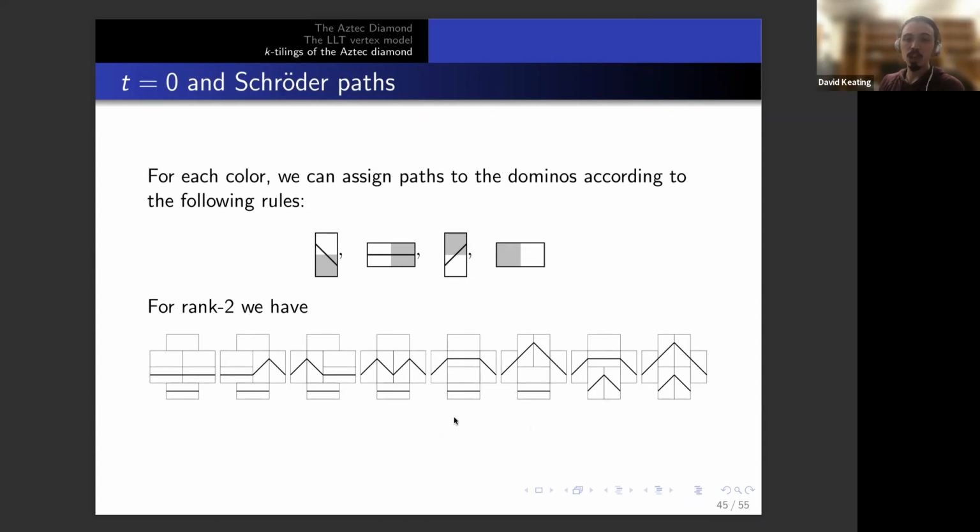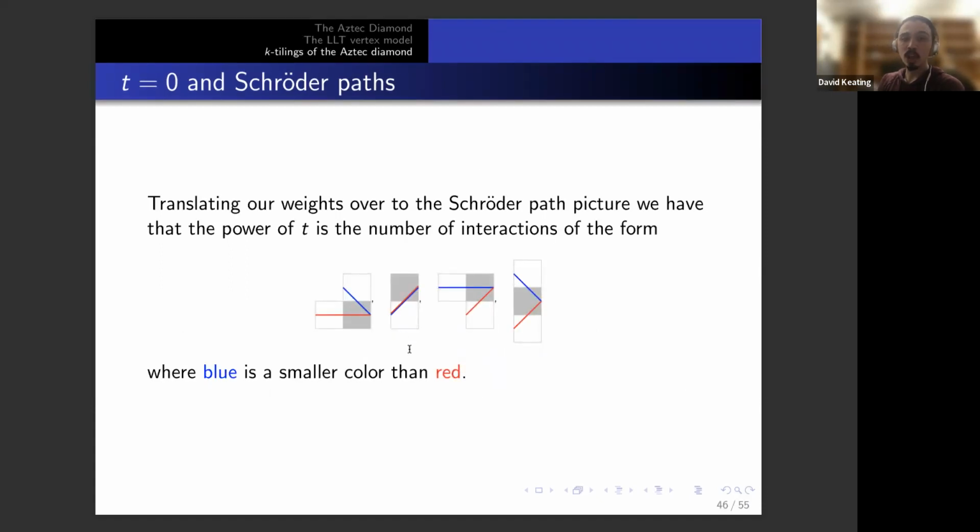One thing to note is these are non-intersecting. So if we translate our interaction weights to the Schroeder paths picture, we see that whenever a smaller color is intersecting a larger color, and the smaller color is coming from the top, that gives us a t. So when we take t to 0, we're going to disallow all of these. That's going to put some restrictions on what our paths are allowed to do, and then we'll see how to map them to one color paths.